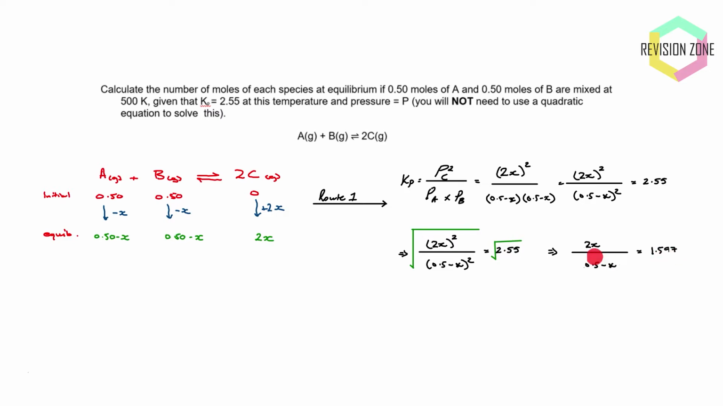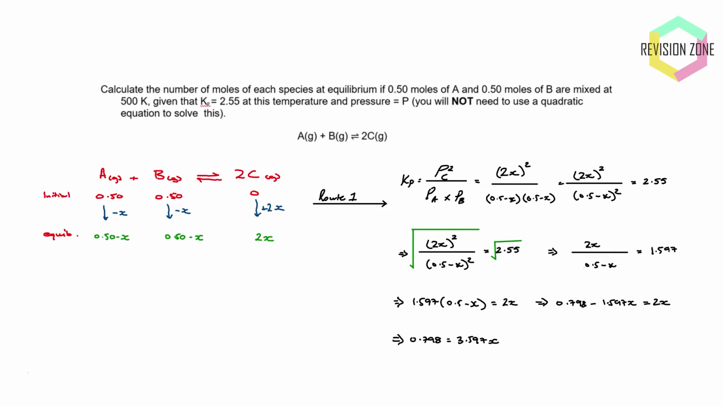We're then going to rearrange this. So I'm going to move the denominator, that term, over to the right hand side. By doing that, I'm going to multiply. That leaves me with this expression here, 1.597 outside the brackets times the 0.5 minus x is equal to 2x. Once I expand that bracket, I end up with the following expression. And now I'm going to simply rearrange this to get x onto one side, and then solve x. So I end up with 3.597x is equal to 0.798.